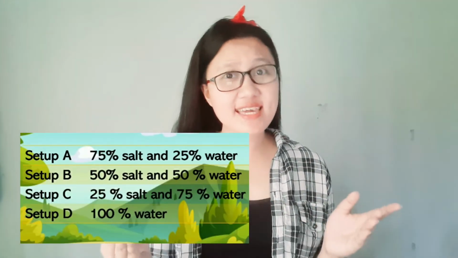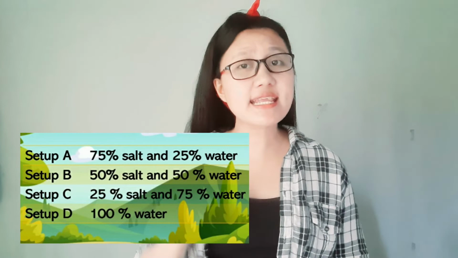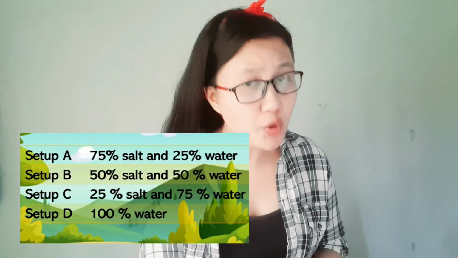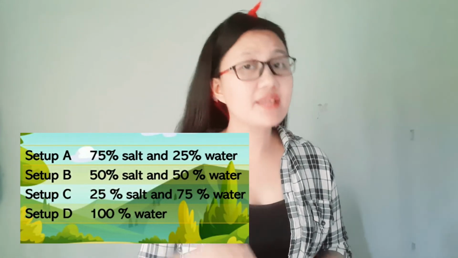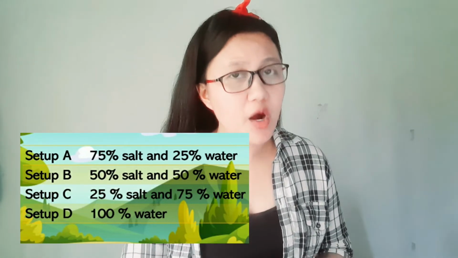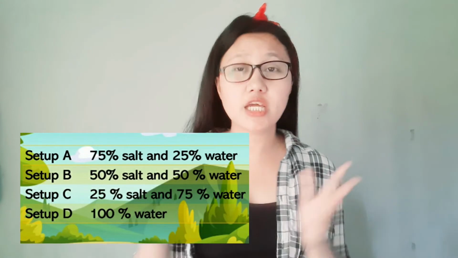From the research design, we can now identify the experimental and control group in the setup. Since Nadia has 4 setups, we can see that the first 3 setups are the experimental group or experimental setup, and setup D, the last setup, is the control group. Okay, what's the difference between experimental and control group?